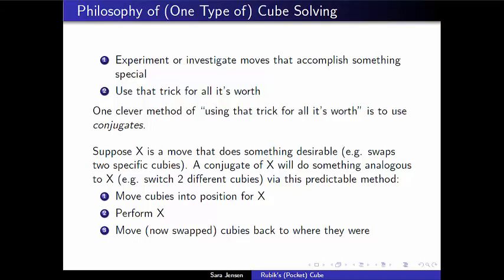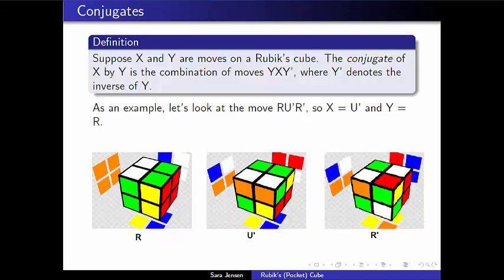The first part of the pattern is we're going to do a different motion of the cube to get the cubies we want switched into position for x. Then we're going to perform this move x where we know very well what it does. And then what we're going to do is invert the motion we did to get into position. So it has this feel of put some things into place, do the move that we know and love, and then put them back.